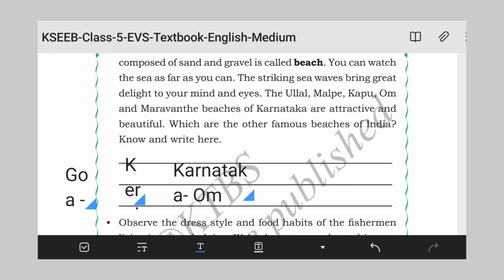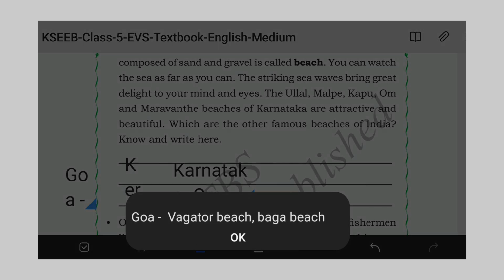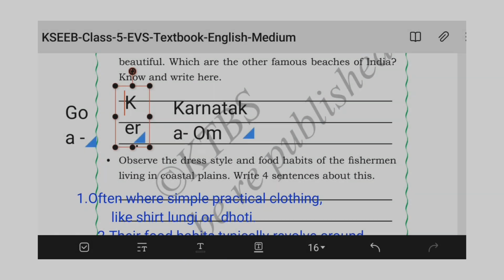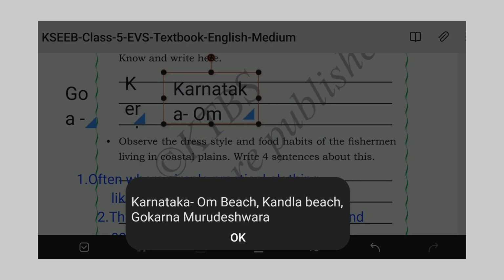Now the next question is, which are the famous beaches of India? Here in Goa, Vagatur beach and Baga beach. Next one, in Kerala, Kovalam beach and Varkala beach. In Karnataka, Om beach, Kandla beach, Gokarna and Murdeshwara beach.